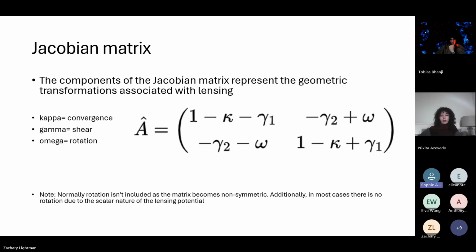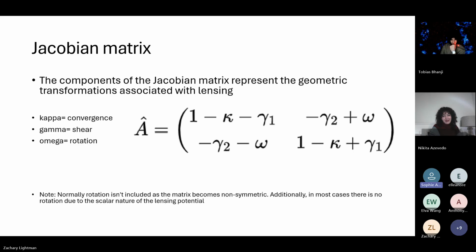So these are the geometric applications of the Jacobian matrix. Each component represents a geometric transformation. So the kappa, as said before, is convergence. It's just where a lensed image either gets brighter or gets dimmer. The gamma, so you'll know what gamma is. Gamma represents a shear, which is basically, I think actually you'll know what a shear is, right? And then omega is a rotation.